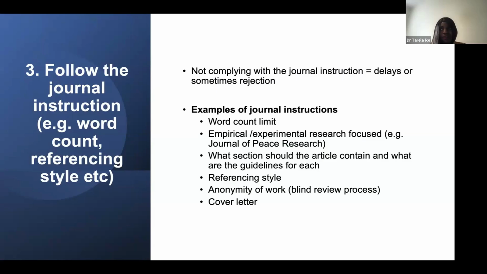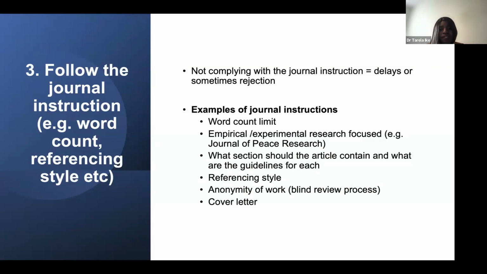So if a journal says, for example, that a manuscript is expected not to exceed 8,000 words, and then you're submitting 12,000 words, you already know what that is. It's like dead on arrival. If you submit that piece of work, you do know what you're going to get. If they like the idea so much, they might tell you to condense it. Otherwise, it will just be a straight desk reject.